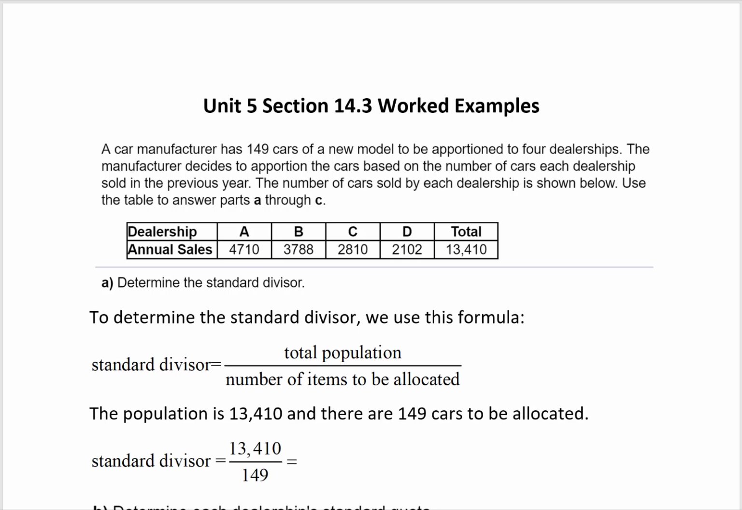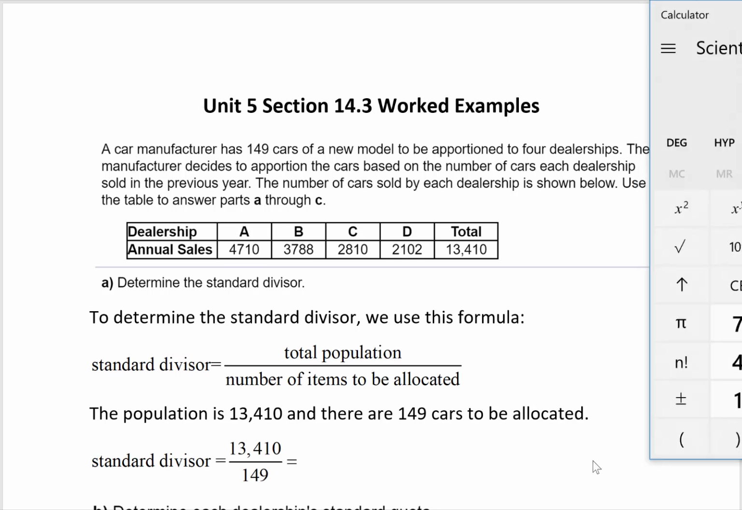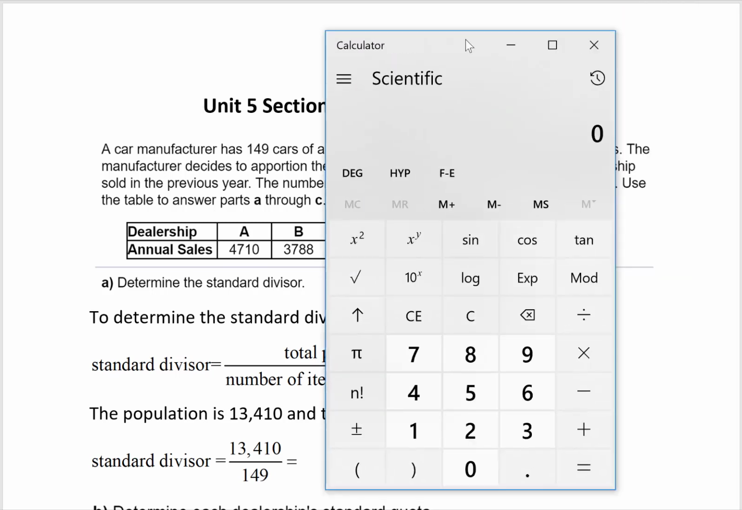Determine the standard divisor. To determine the standard divisor, we use this formula. Standard divisor equals the total population divided by the number of items to be allocated. The population here is the total of the sales, which is 13,410, and there are 149 cars to be allocated. So we're going to divide 13,410 by 149. And our standard divisor is 90.